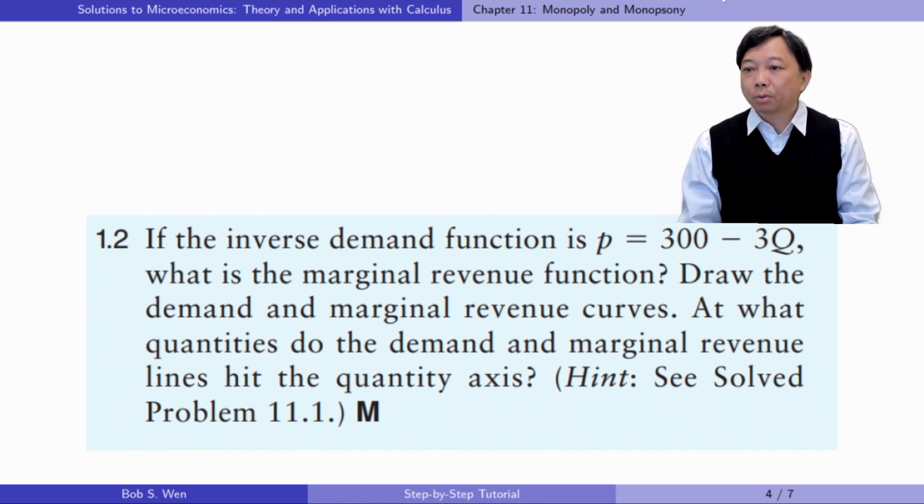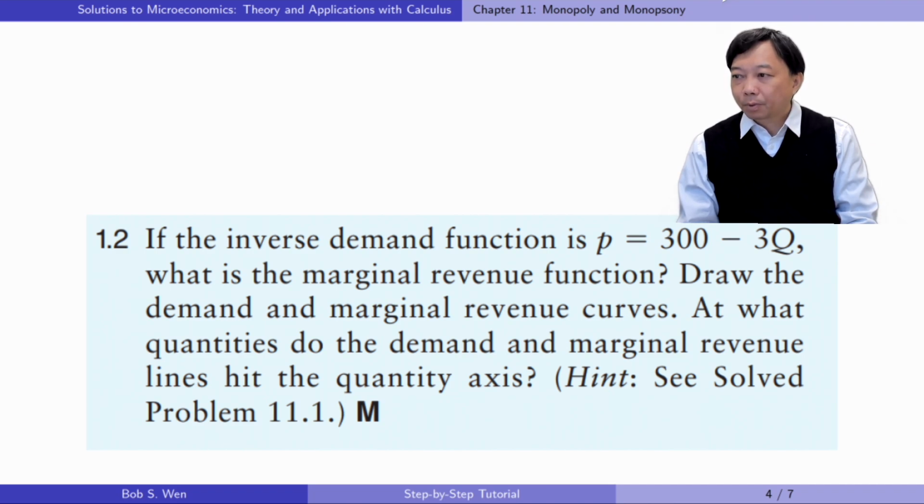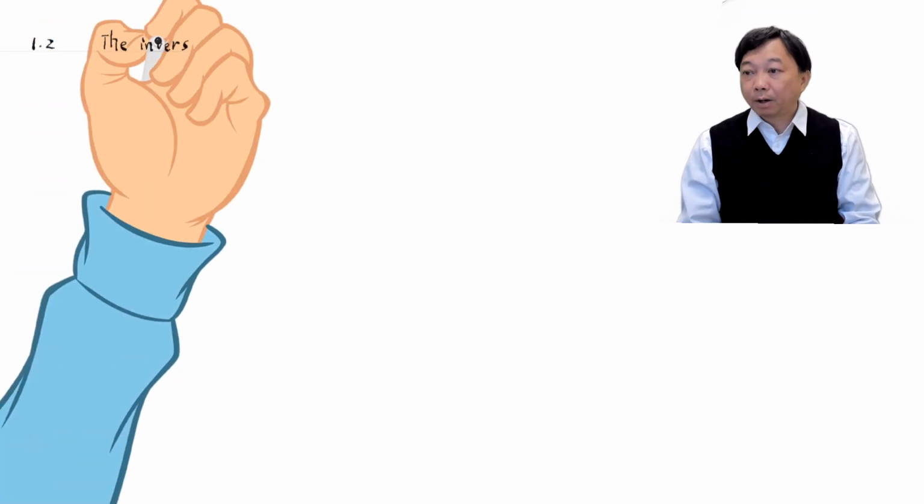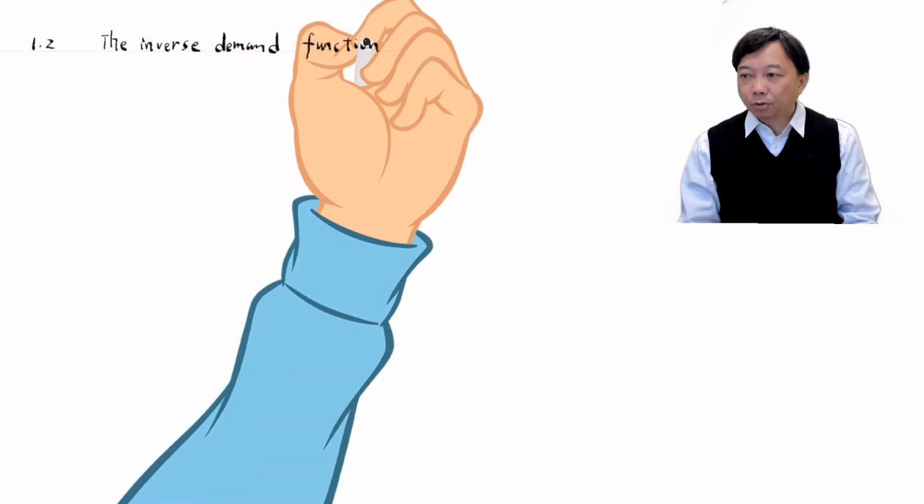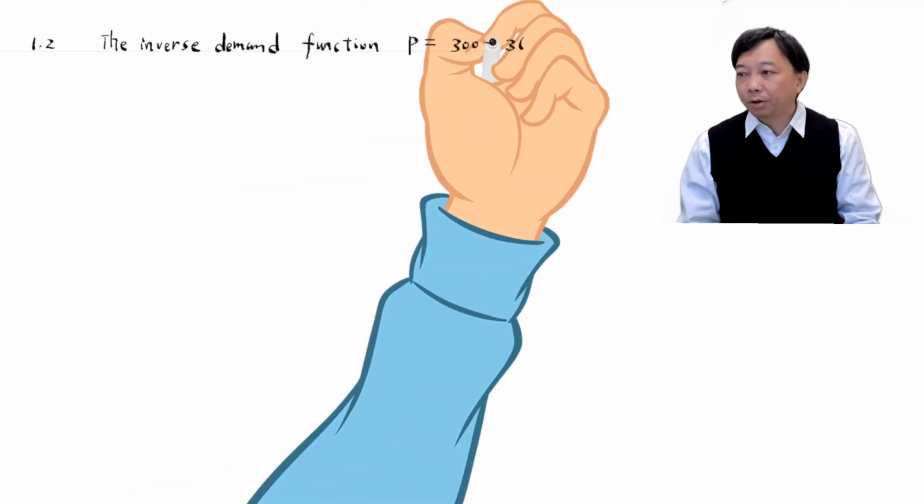Let's solve exercise 1.2. If the inverse demand function is as follows, what is the marginal revenue function? Draw the demand and marginal revenue curves. At what quantities do the demand and marginal revenue lines hit the quantity axis? We have the inverse demand function. It is a function of price in terms of quantity.